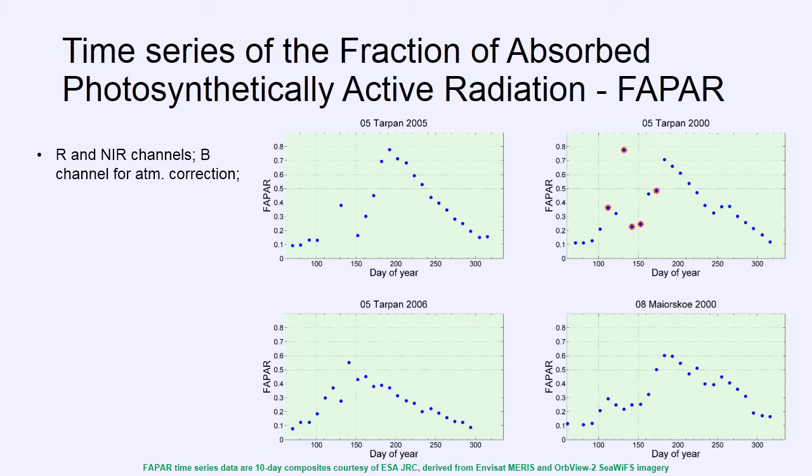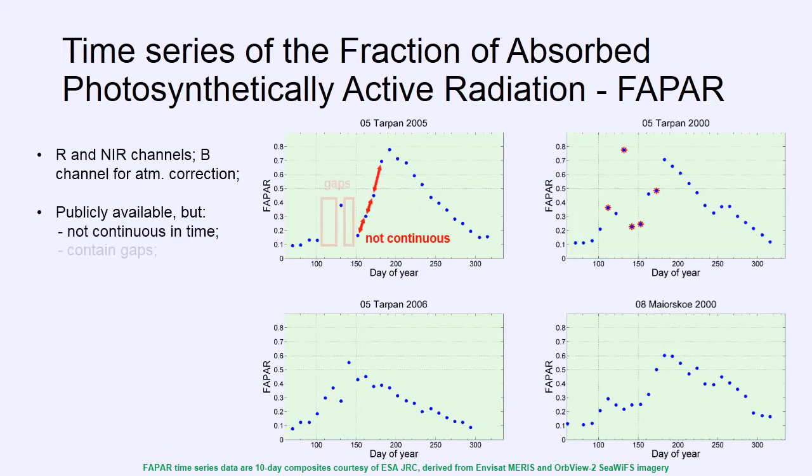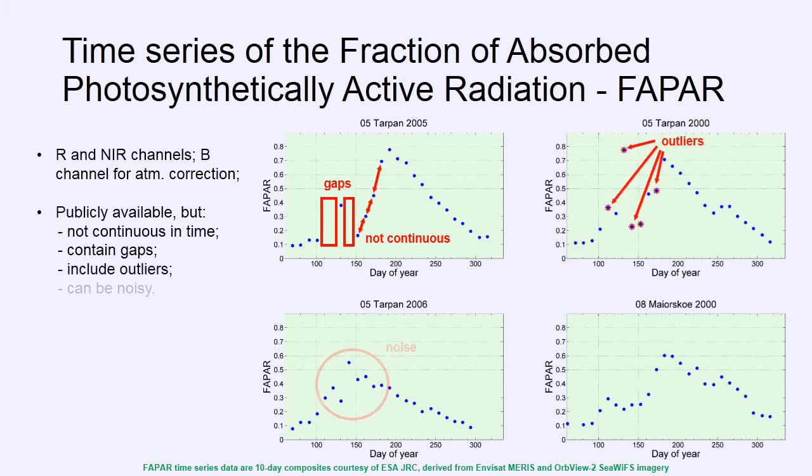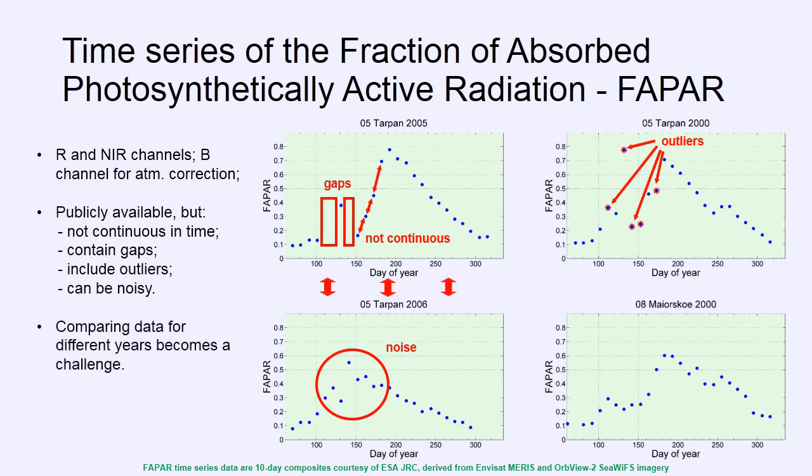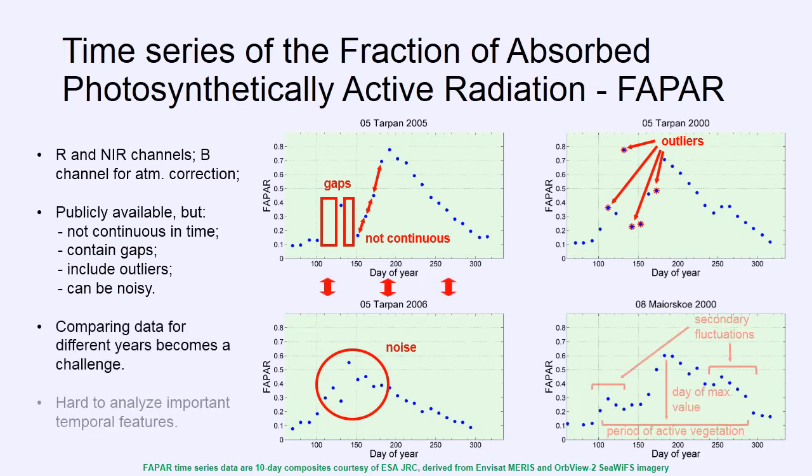for atmospheric correction. Even though FAPAR time series are publicly available, due to the nature of remotely sensed data, they suffer from several issues. They are not continuous in time, they can contain gaps, include outliers, and even big ones, and can be noisy. Thus, comparing time series quantitatively for different years becomes a challenge.